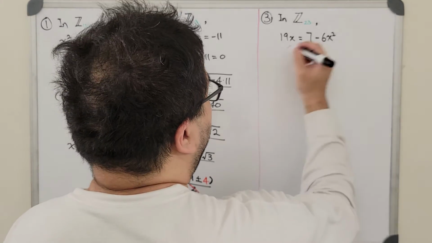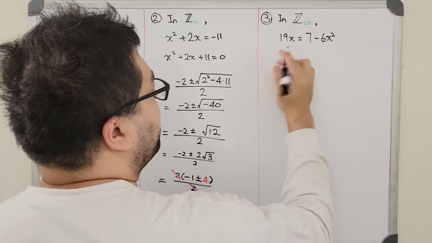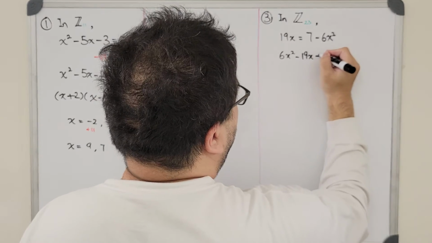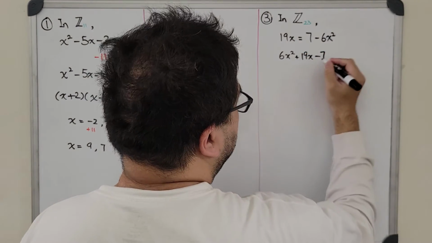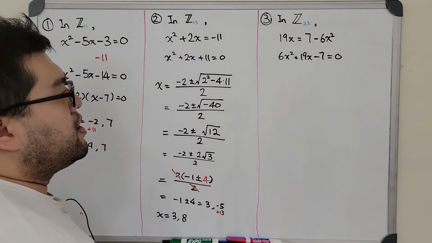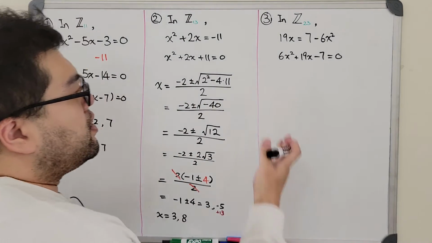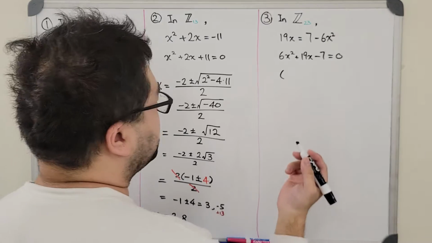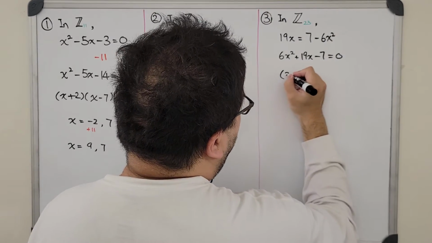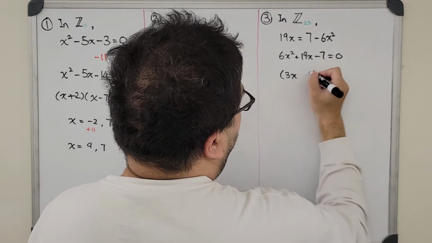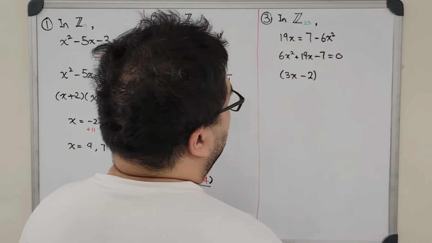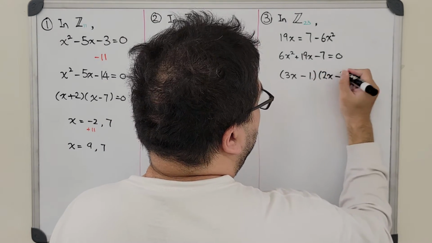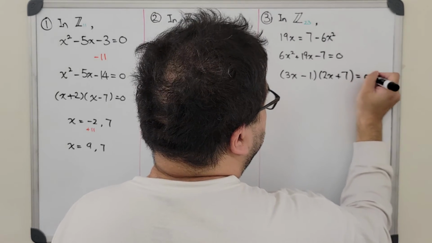So if we first try to put all the stuff on the left-hand side, we get 6x squared minus 19x plus 19x minus 7 equals 0. Then this is in fact factorable, or you can just use the quadratic formula if you want. So in this case, I'm going to use the first method again. If we try to factor it, we will get 3x minus 1 times 2x plus 7, which is equal to 0.